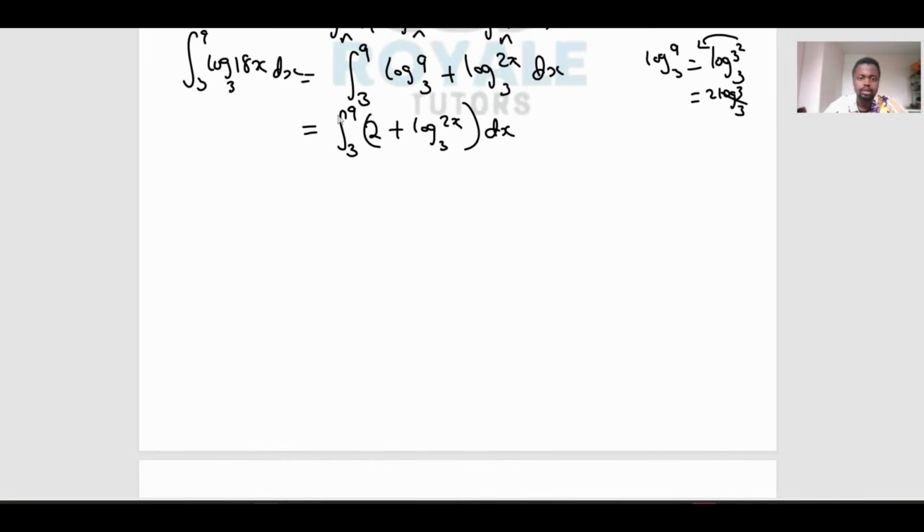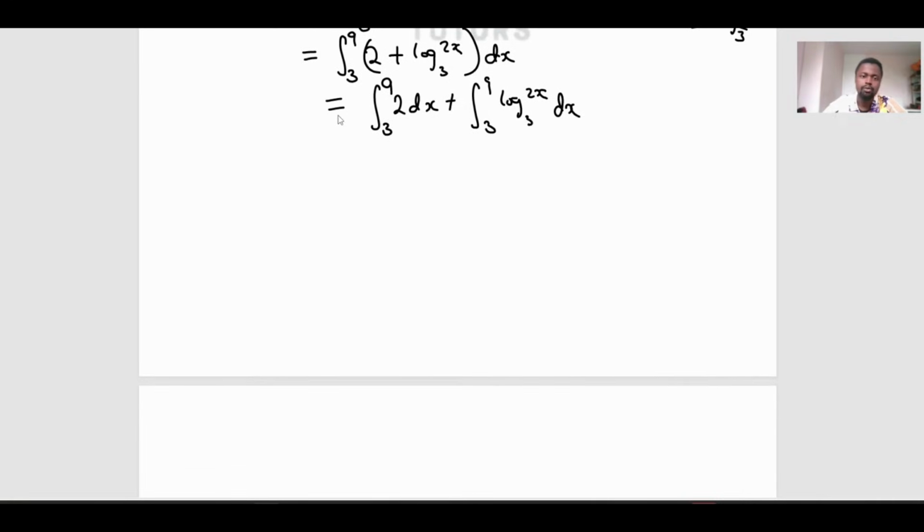So integration can go into each of them. So you have the integral of 2 dx plus the integral of log 2x base 3 dx. So if you look at this, the integral of 2 dx is going to be 2x, and then it's going from 3 to 9, while we've gotten the value for this before. So this now is going to be put 9 into it, minus put 3 into it.